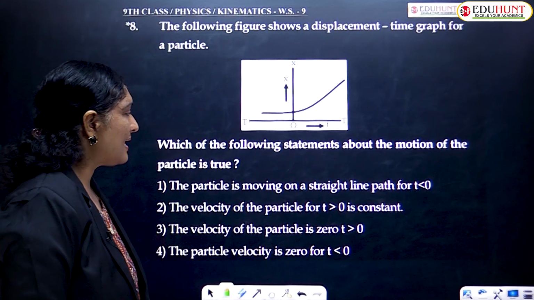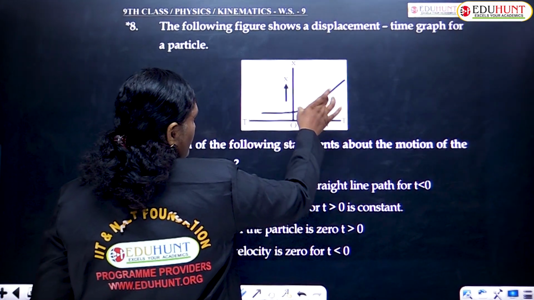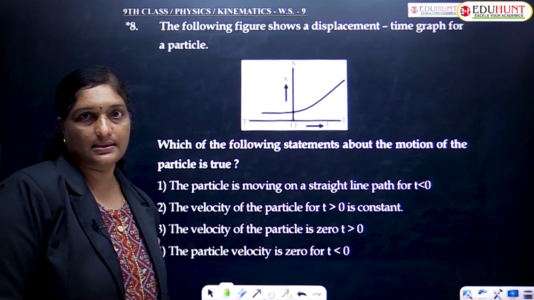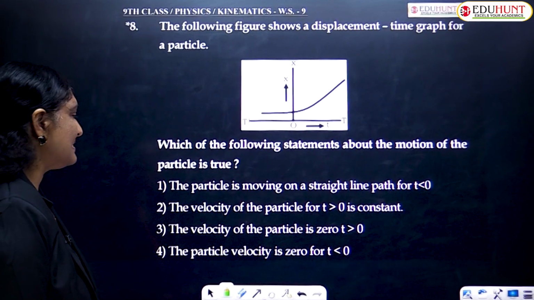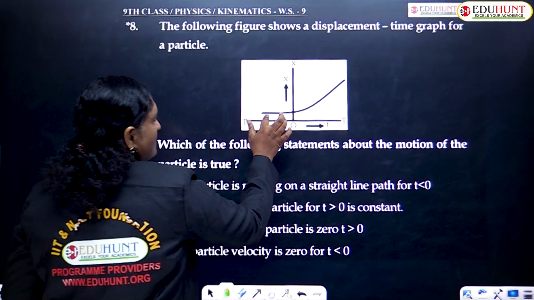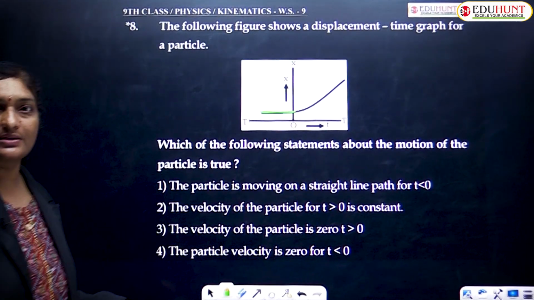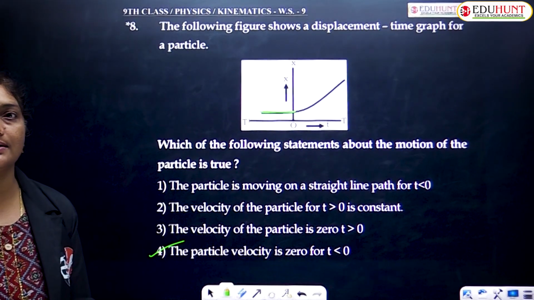The velocity of the particle is 0 for t greater than 0. Is the velocity 0? No, because some displacement is there, so the displacement is not 0. The particle velocity is 0 for t less than 0. Yes, for t less than 0, it is parallel to the x-axis. Parallel to the x-axis indicates that velocity is 0. So, for t less than 0, the particle velocity is 0.